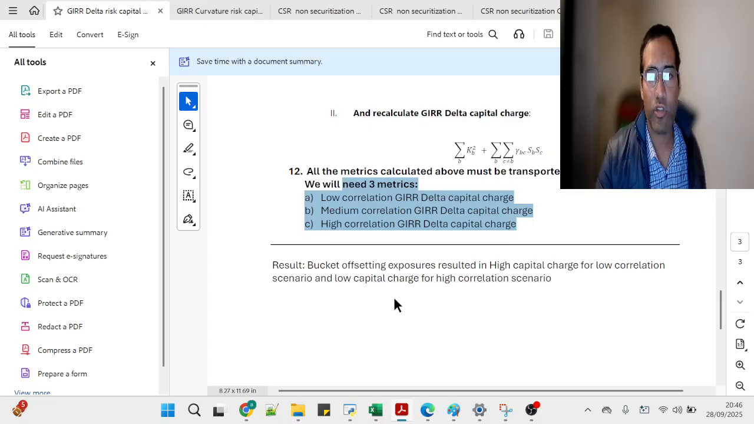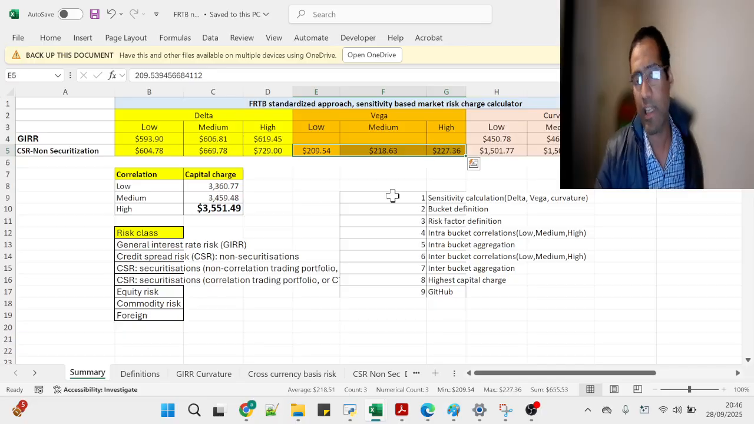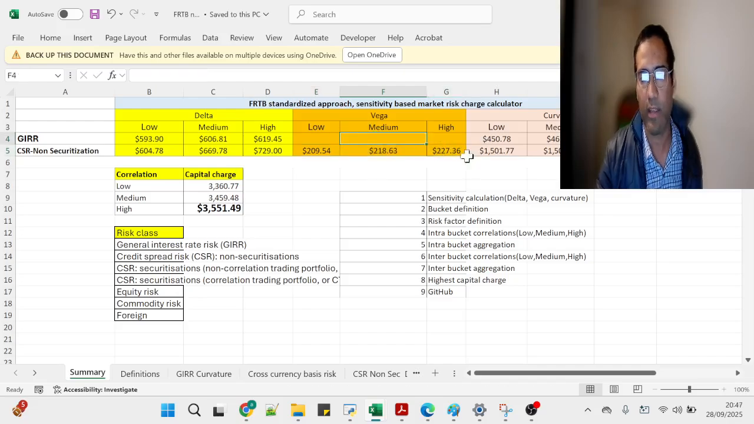Now I wanted to show you the curvature. This Vega piece is missing here. That one I covered for GIRR non-securitization. As you see, most of the difference lies in how you calculate correlations. The main calculations for delta, Vega, and curvature are the same between the risk classes, but the only difference lies in correlation. So that I covered here for the Vega calculation. Let's proceed to curvature.